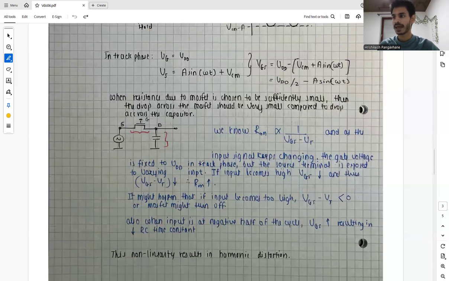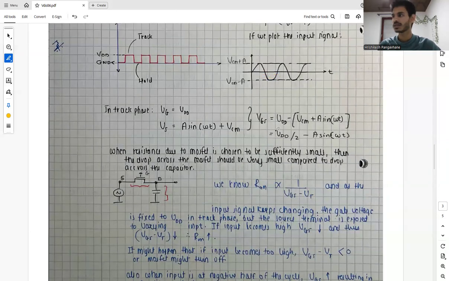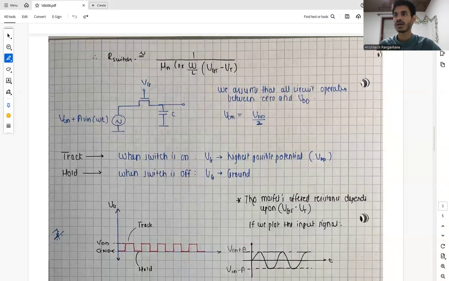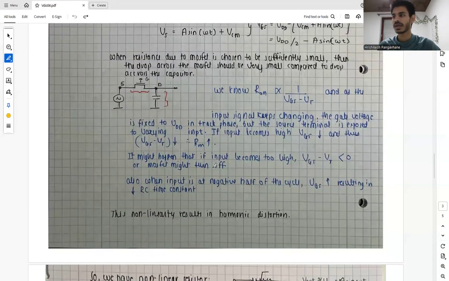So it might happen that if the input becomes too high, then VGS minus VT might go below zero, and VGS might go below VT. And if VGS is below VT, then it will turn off. So when the input is too high, the MOSFET might turn off. And also when the input is in its negative half, the voltage is going down. When it is in the negative half of the cycle, VGS increases, resulting in the RC time constant being reduced. So this non-linearity results in harmonic distortion. Our resistance is not constant. It depends on the input voltage, and not on a linear basis, but it is non-linear.